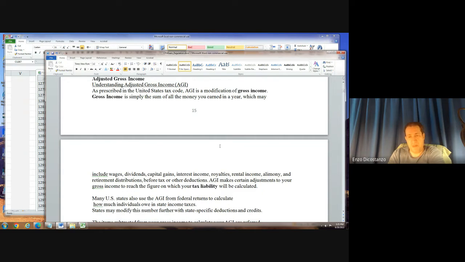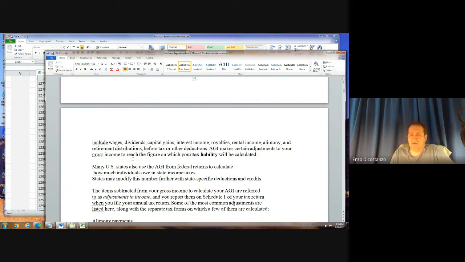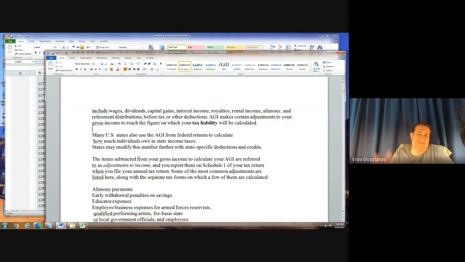That's for sure. AGI makes certain adjustments to your gross income to reach the figure on which your tax liability will be calculated. And we do have an example on tax liability, what that really is, how it's computed. I've always wondered that myself, just being a securities analyst. I said to myself, where does that come from? So now we know. So many U.S. states also use the AGI from federal returns to calculate how much individuals owe in state income taxes.